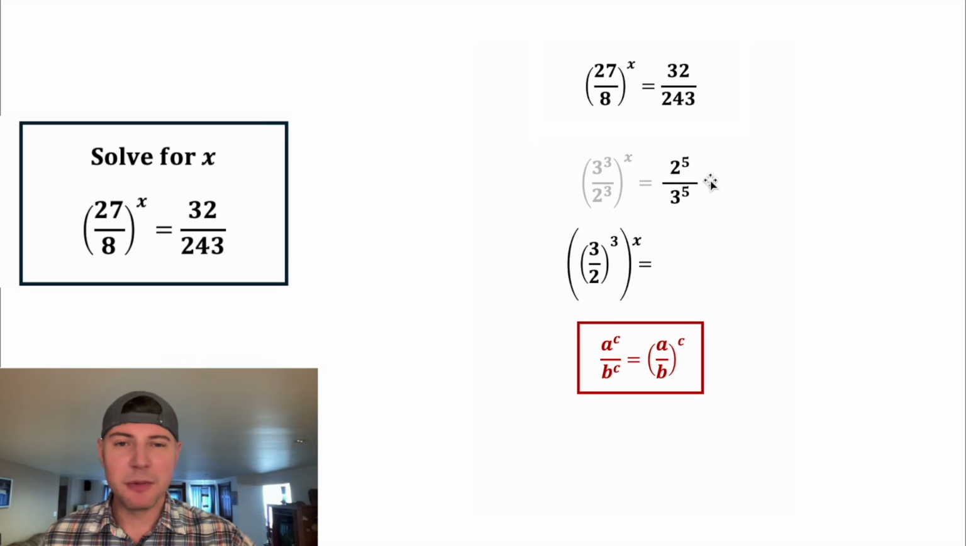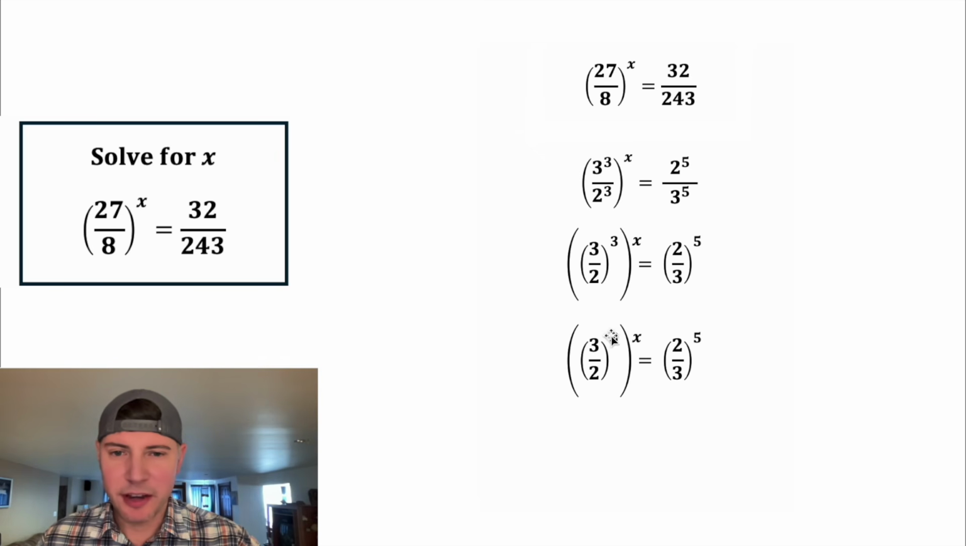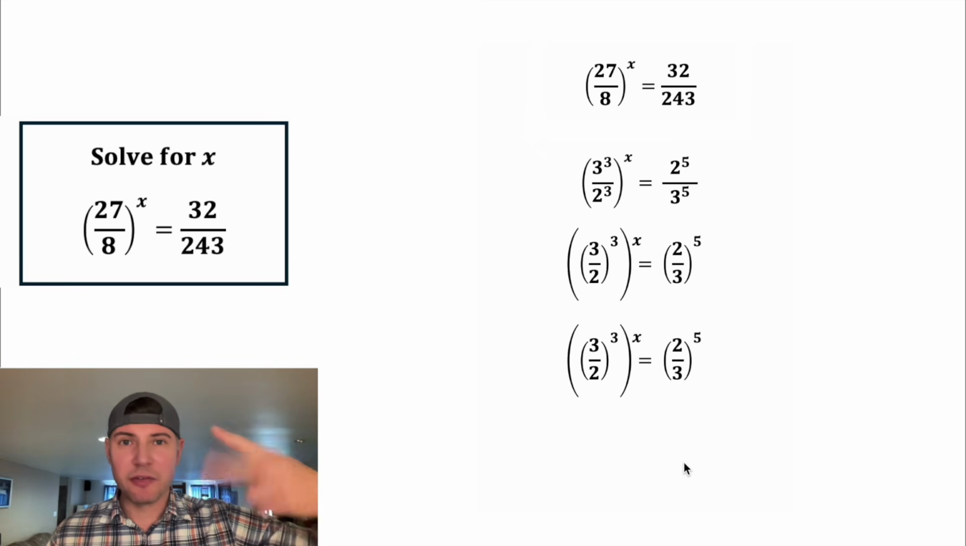And then on the right-hand side, we can rewrite 2 to the 5th over 3 to the 5th as (2 over 3) whole thing to the 5th. And now we're done with these notes. Next thing I'm noticing is that we have a 3 over 2 and a 2 over 3. In order to get these to match, we need to flip one of them.